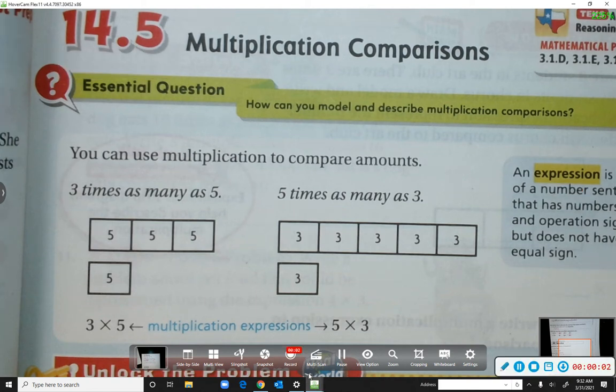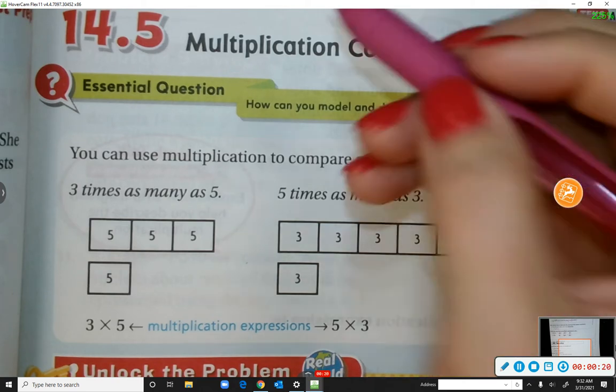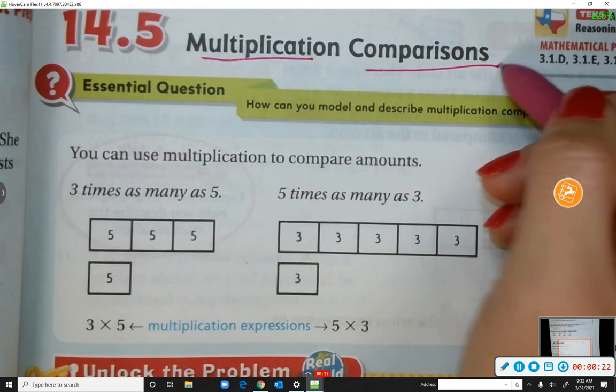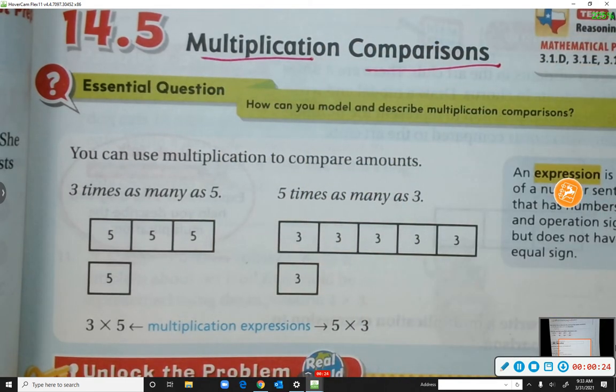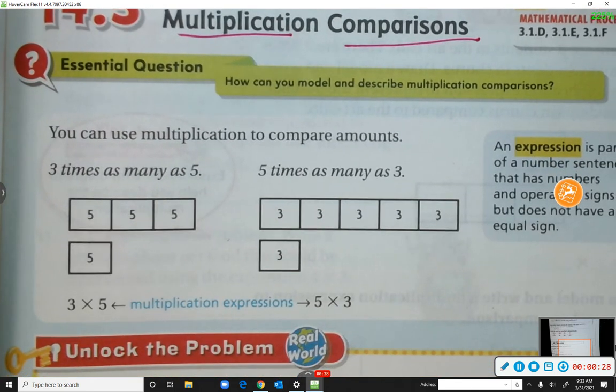Okay, good morning, class. Today's Wednesday, March 31st, and we just completed going over graphs, and we've learned all different types of graphs. Today we're going to kind of work backwards on multiplication. So we're moving to multiplication comparisons. We're on page 455 in your Volume 2 Go Math book, okay?